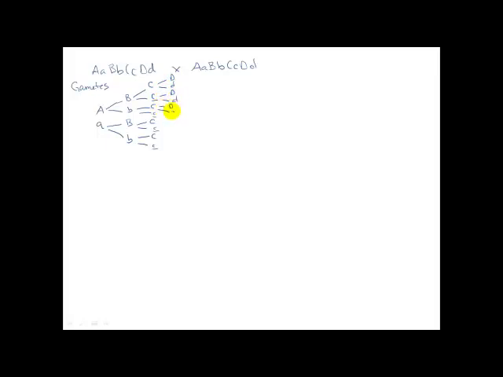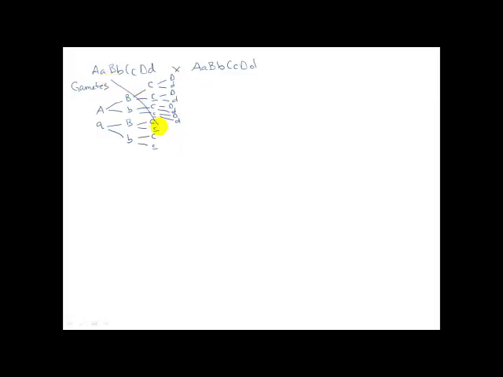Well, too many gamete types, right? It gets insane. If we've got two possible alleles at four different genes, we are going to end up with a 16 by 16 Punnett square. This is ridiculous. We can't do that. That would be way too many offspring to try and analyze in that fashion.